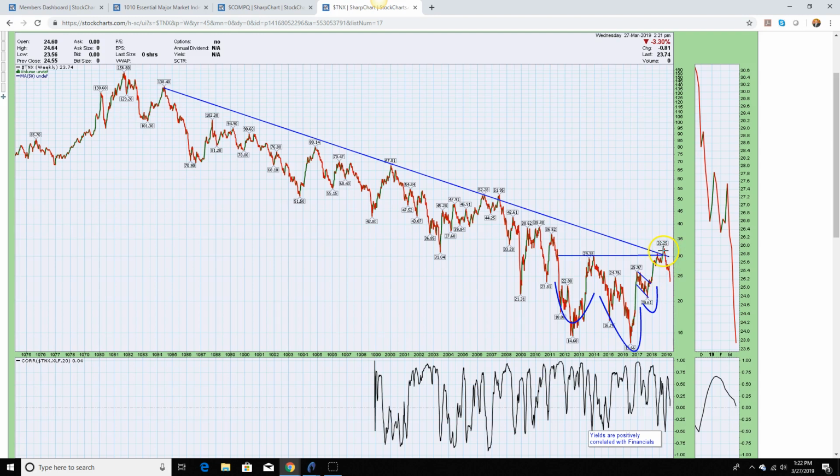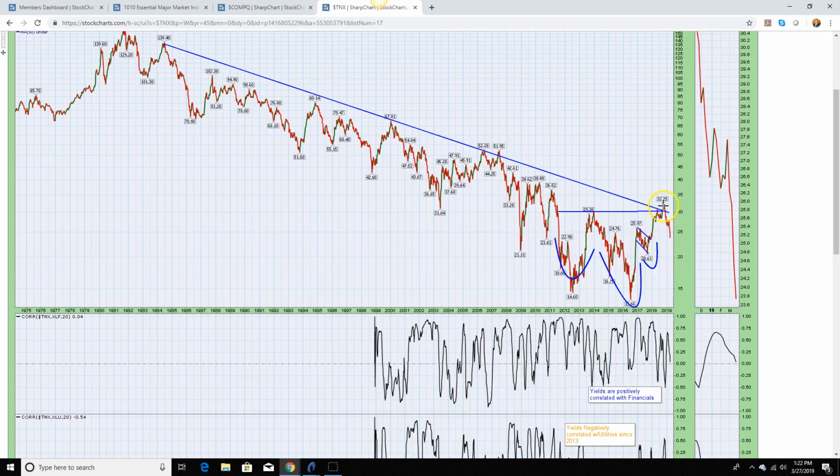That's why I try not to look at textbook classic breakout patterns anymore, because those classic breakouts are just going to find a way to rattle you a little bit.